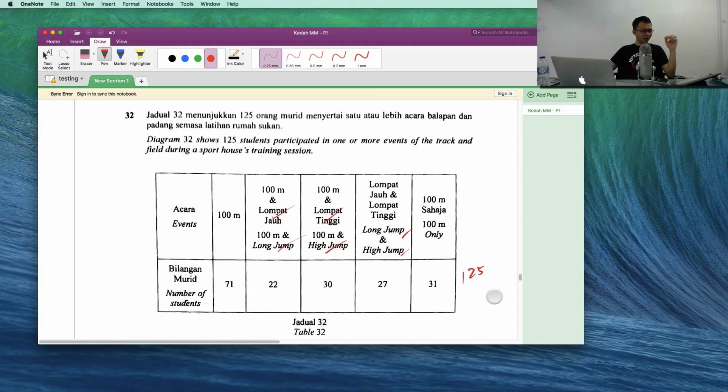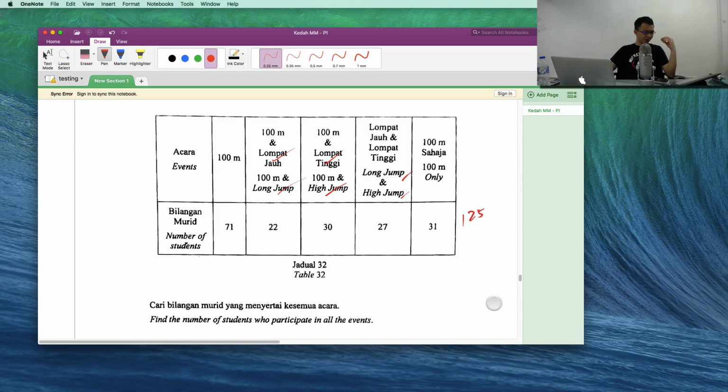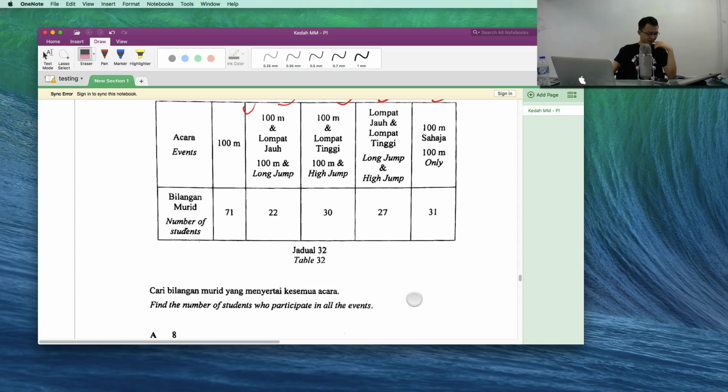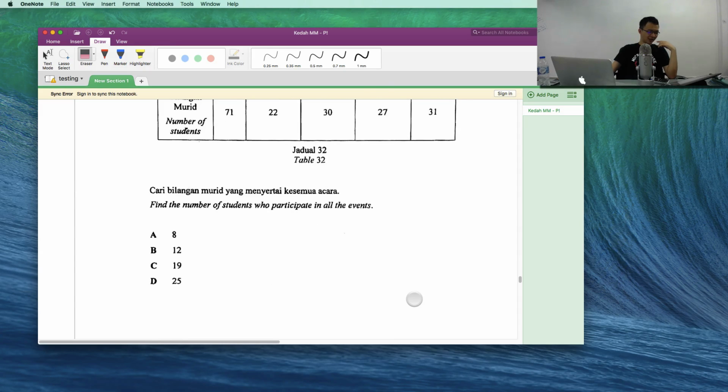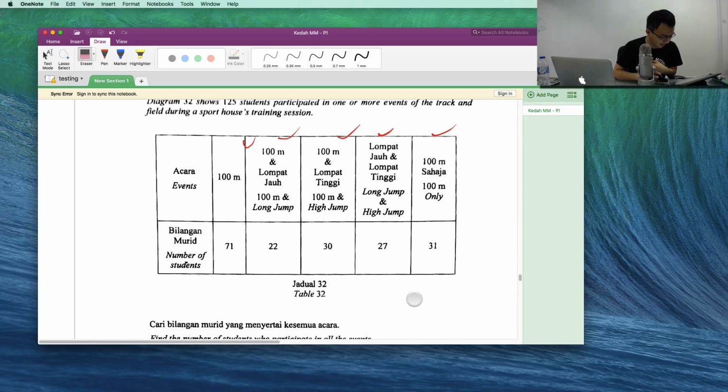Diagram 32 shows 125 students participate in one or more events of the track and field during the sports. Find the number of students who participate in all the events. We have all these events, so we want the students who actually participate in all these events. How do I know how many of them? Or is this a set question? I mean SET. Oh, I guess it's a set question. My God, if this is a set question, it's going to be very hard.